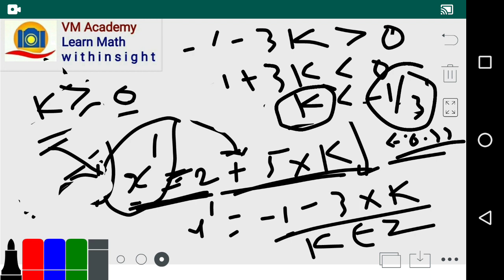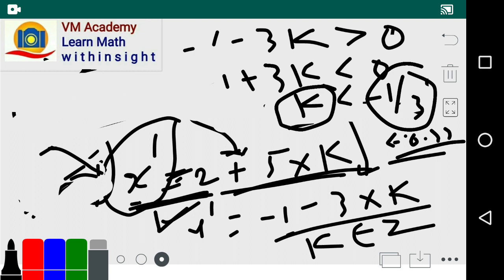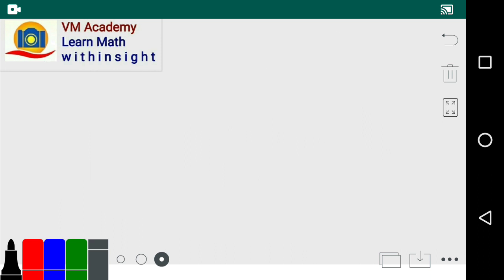So here k comes negative and here k comes positive. So for the positive solution, k greater than or equal to 0 and k less than -1 by 3, that means values of k are not possible for this equation, friends. In this manner we can restrict the values of k.